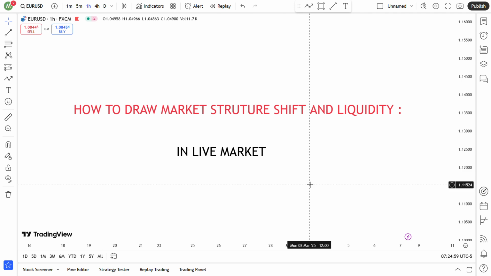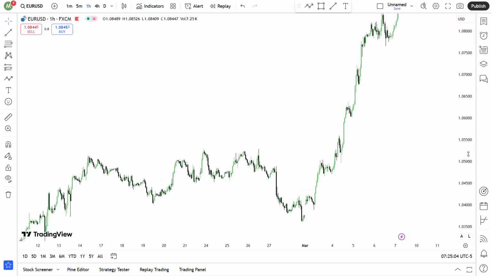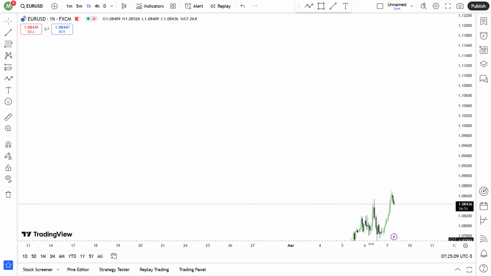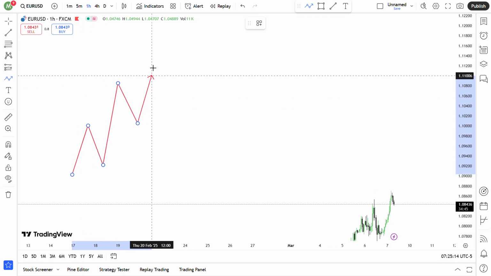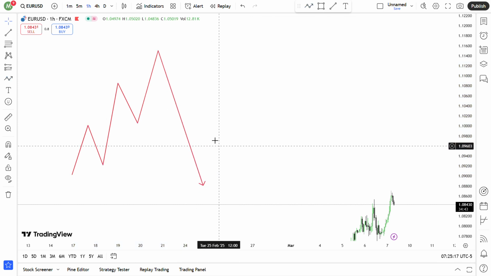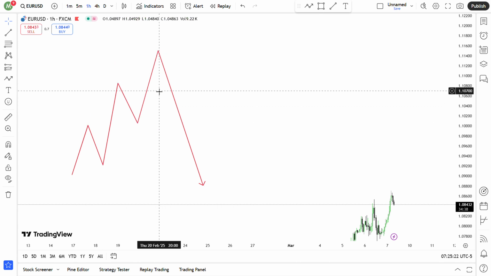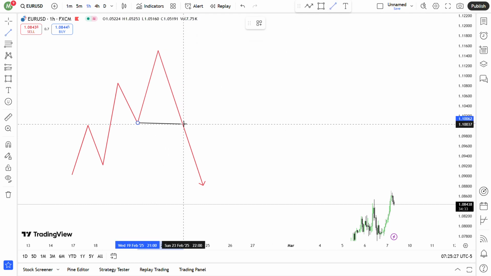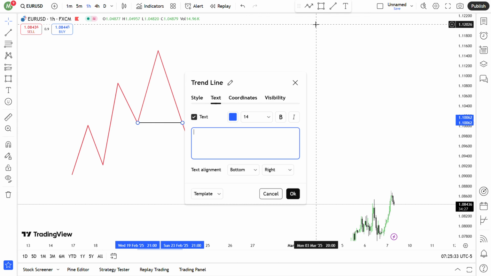I will teach you how to draw buy side liquidity and sell side liquidity. Now we are going to see market structure shift. First we need to know how to draw a market structure shift. When the market is traveling in an uptrend, and then suddenly the market changes into a downtrend, this area is known as market structure shift. I think you may know market structure shift in cases.